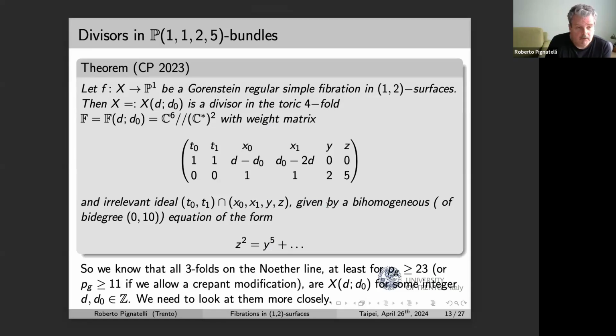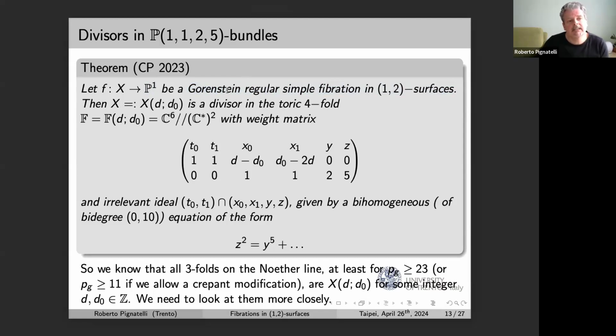Now, another theorem we proved with Steven is that if we take a simple fibration in (1,2) surfaces, and we further assume this to be regular, which forces B to be P1, and I also ask it to be Gorenstein, which we're going to discuss later. It's not going to be true if I remove this assumption.